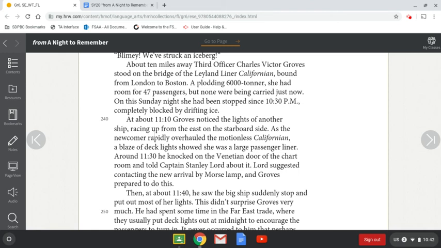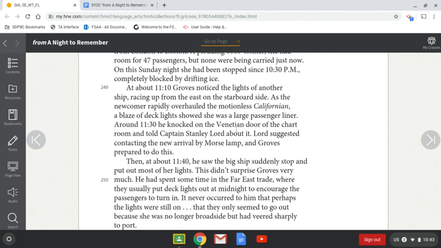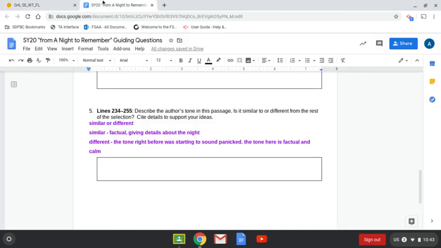Then they tell us another one. At about 11:10, Groves noticed the lights of another ship racing up from the east on the starboard side. As the newcomer rapidly overhauled the motionless Californian, a blaze of deck lights showed that she was a large passenger liner. So I want you to think about these last three paragraphs. Is the tone in this passage similar or different from the rest? All right, so it's your choice here.